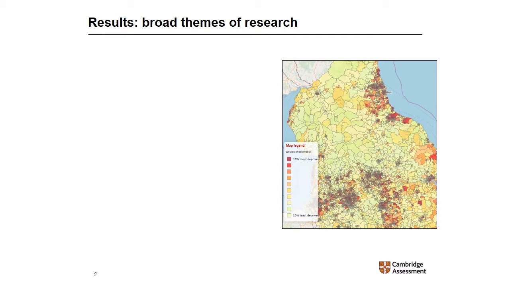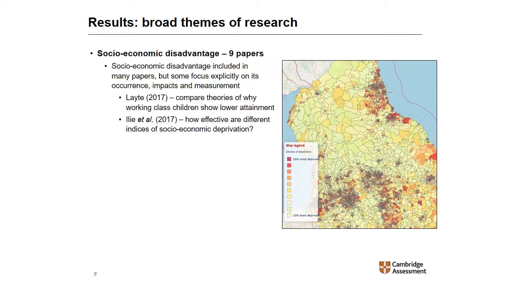The final two categories, well, the first was socioeconomic disadvantage. Now, a bit like attainment, this was included in a whole range of papers, but some papers explicitly looked at it, looking at how it occurs, what its impacts are, and how it's measured. So, Lait, for example, compared different theories as to why working class children can show lower attainment in school. And Ilya et al. looked at how effective different indices of socio-economic deprivation were, so the different ways it can be measured and described.